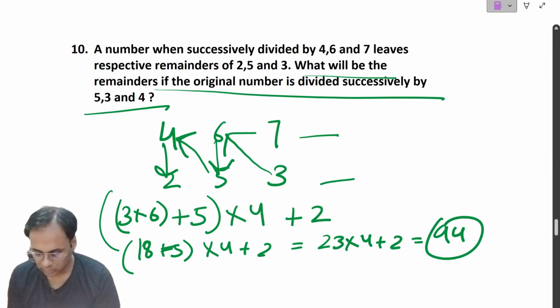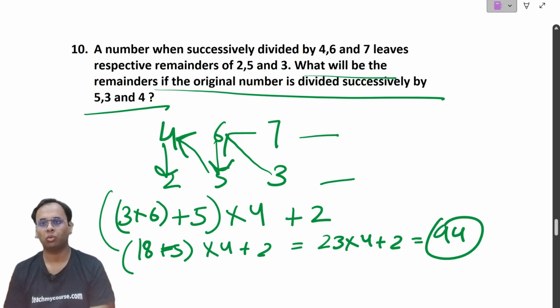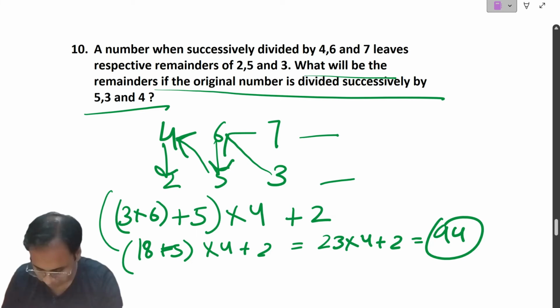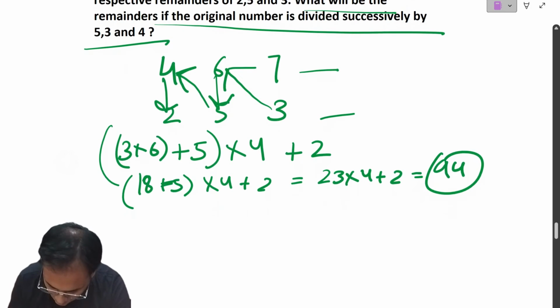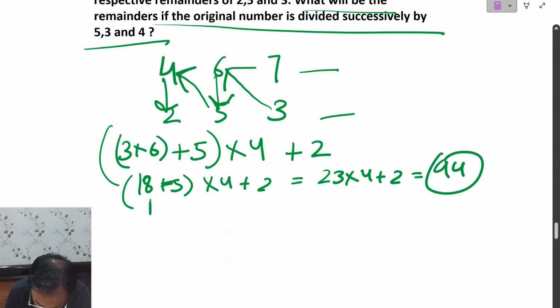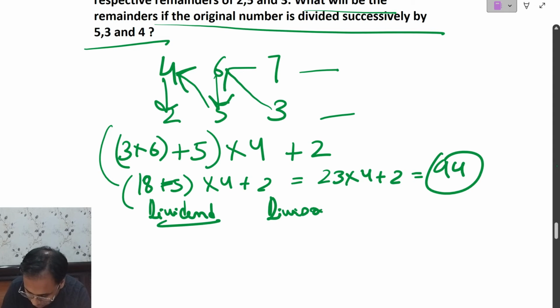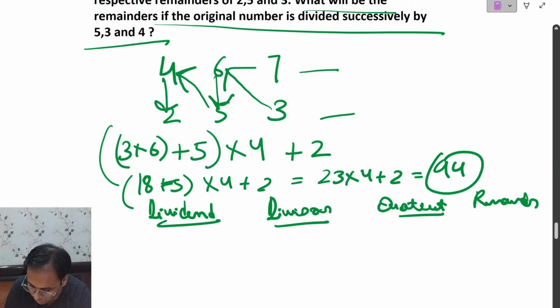Now the question says what will be the remainders if the original number is divided successively by 5, 3 and 4. Now we are going to divide it successively by 5, 3 and 4. We have to just perform the successive division. So we have the dividend, which is the number that will be divided, the next is the divisor, the number which will be dividing, next the quotient, and next the remainder.